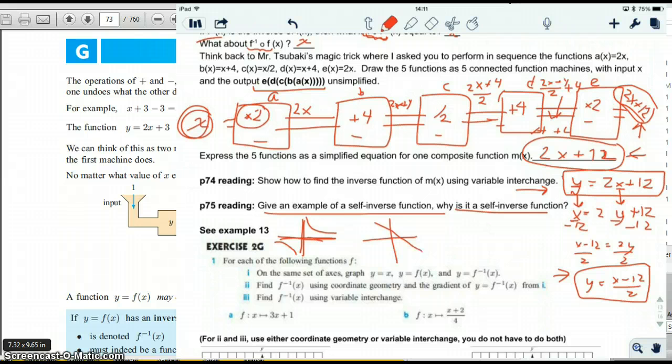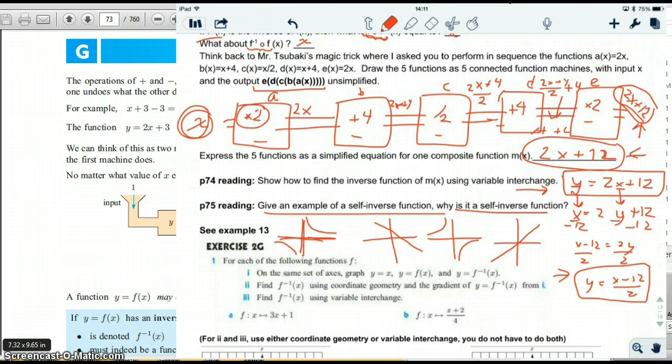That's a self-inverse function. That's a self-inverse function. Oops. That's a self-inverse function.